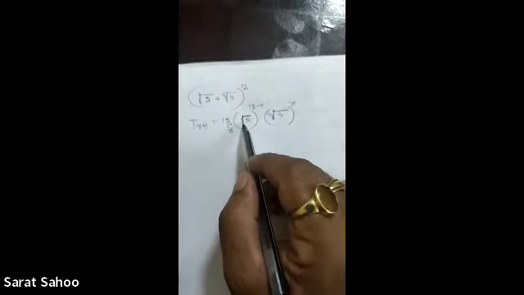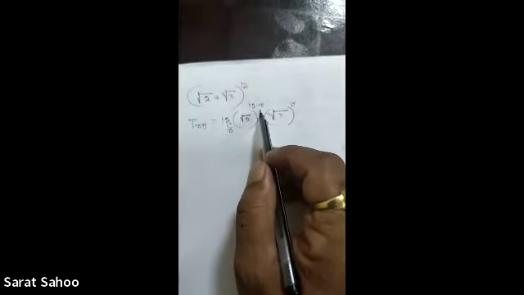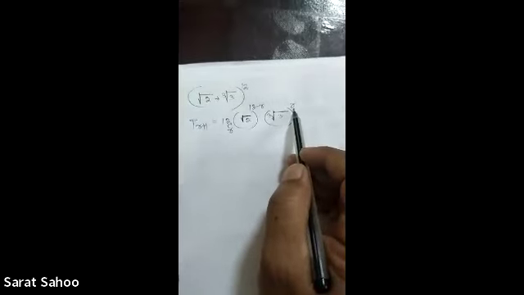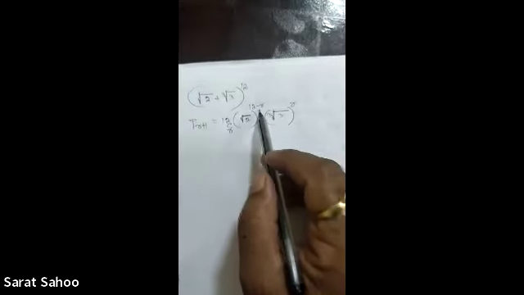For the square root to vanish, 12 minus r should be a multiple of 2, and for the cube root to vanish, r should be a multiple of 3. Then r should be a multiple of 2 as well as a multiple of 3. So r should be a multiple of 6. Did you understand what I mean to say?